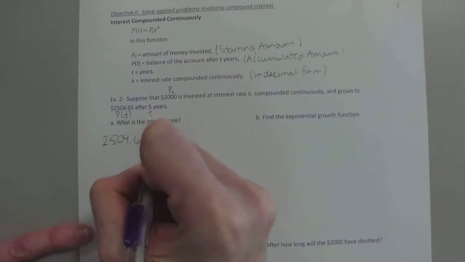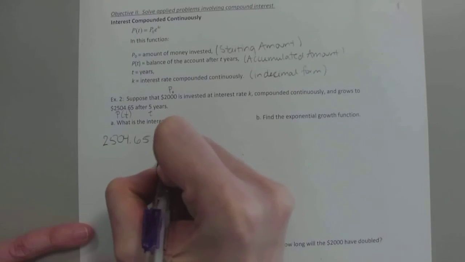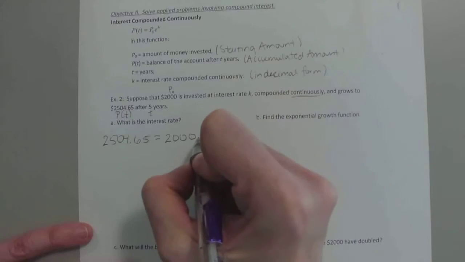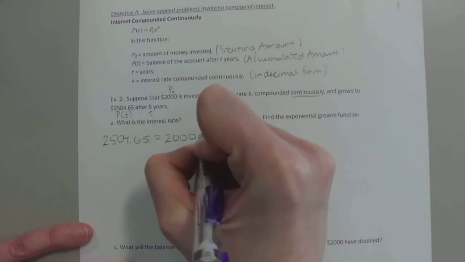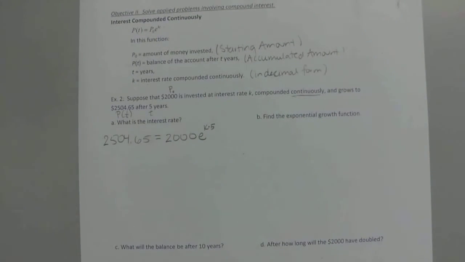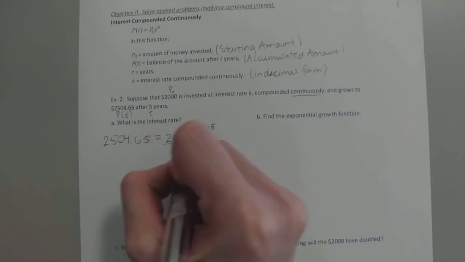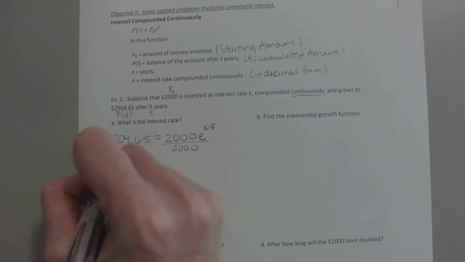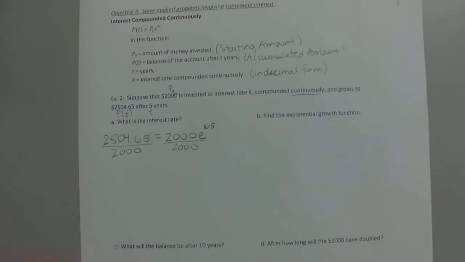So the P of T, the 2,504.65, will be on the left side of the equals. The P naught, the starting amount of 2,100, will be on the right side. It's compounded continuously, so that's why we know it's going to be E raised to the K times T power, but T is just 5. And how we solve this, guys, is going to be exactly like how we just solved the other one. We want to get E isolated so we can eventually write it as a natural log, okay? So divide by 2,100 first.